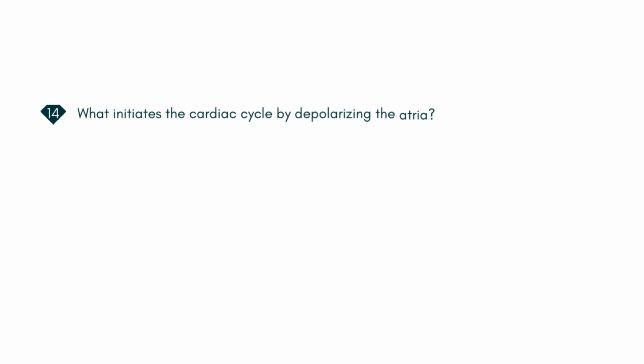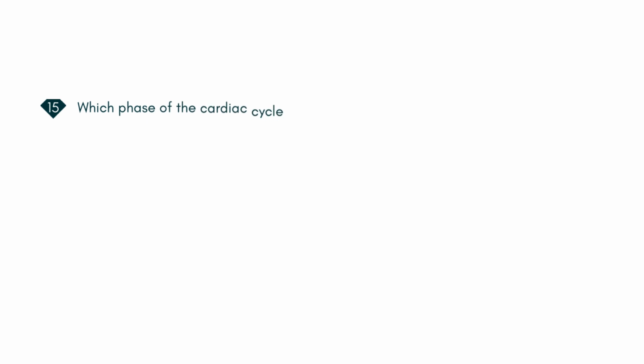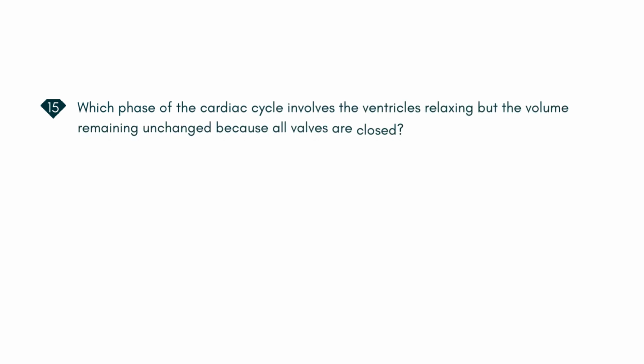What initiates the cardiac cycle by depolarizing the atria? A. Sinoatrial, SA, node. B. Atrioventricular, AV, node. C. Bundle of His. D. Purkinje fibers. Answer: A. Sinoatrial, SA, node.